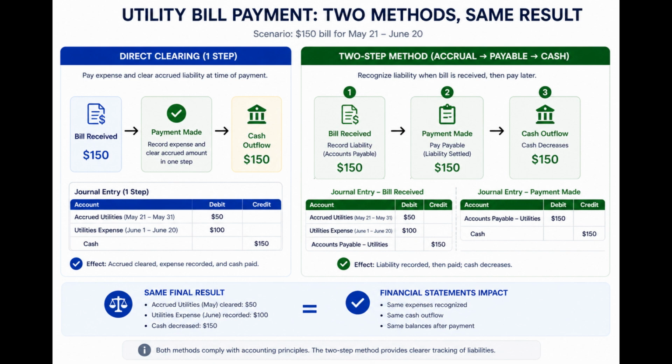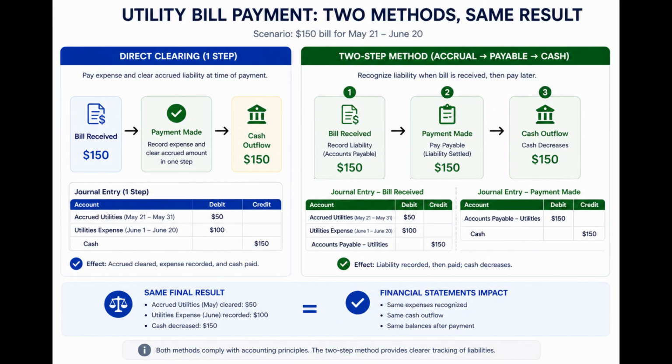The first combines everything into one step. And really, it's about, did the payment happen at that time? Because if the payment happened at that time, then there's no reason to move the utilities expense into a payable, and then have the payable get debited when cash gets credited. It just combines everything, but only if the payment is made on that day.